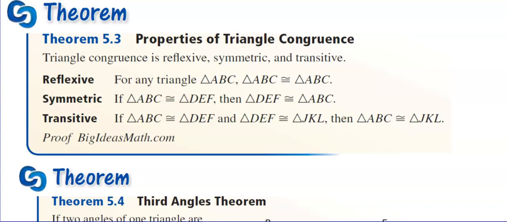All right, so here are some new math properties. Properties of triangle congruence. Triangle congruence is reflexive, symmetric, and transitive. For any triangle ABC, obviously ABC is congruent to itself. Symmetric: if ABC is congruent to DEF, flip it, DEF is congruent to ABC. And transitive: if ABC is congruent to DEF and DEF is congruent to JKL, then you leapfrog over and say ABC is congruent to JKL, like we've already done before.